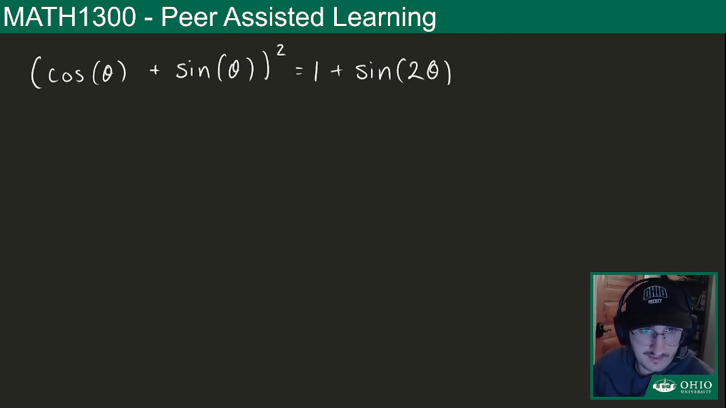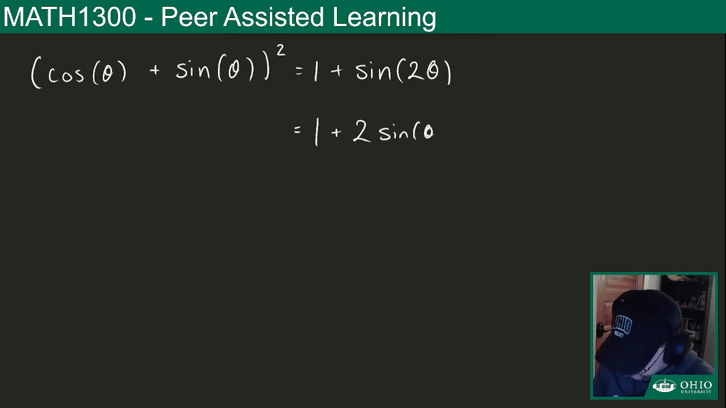The first thing I'm going to do is expand the definition of sine 2 theta, and I'm going to use the double angle identity for that. So the 1 plus stays the same. Sine of 2 theta becomes 2 sine theta times, whoa, not sine, cosine theta. Okay, now I'm going to leave this side alone.